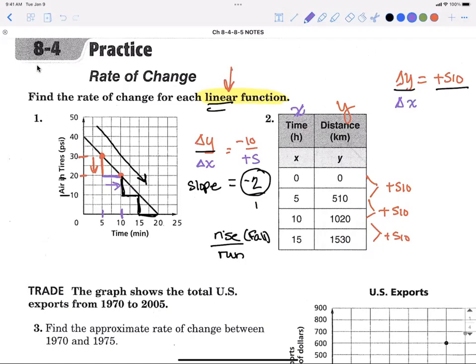And my change in X, I go from 0 to 5, which is a plus 5 move, and from 5 to 10 is a plus 5 move, and from 10 to 15 is a plus 5 move. So my constant rate of change for my X is a plus 5. And then when I reduce that, 5/10 divided by 5 reduces to 1/20. So my rate of change, or my slope, for this number 2 example is 1/20. And if you want to put it over 1, you certainly can.